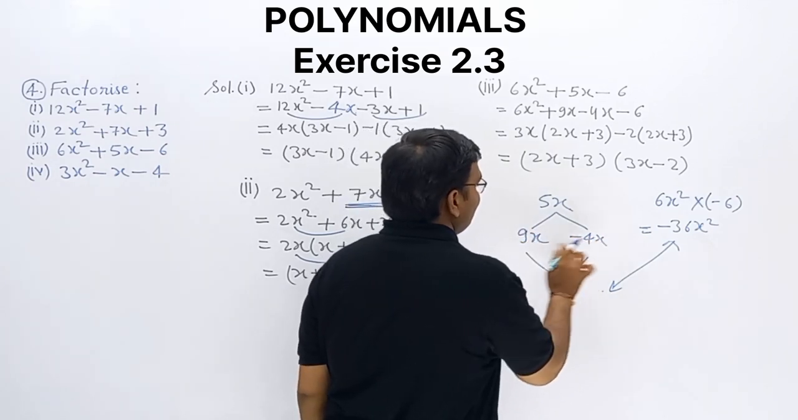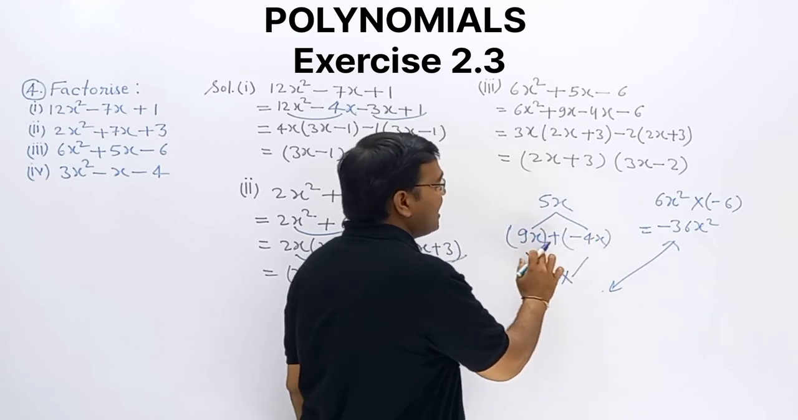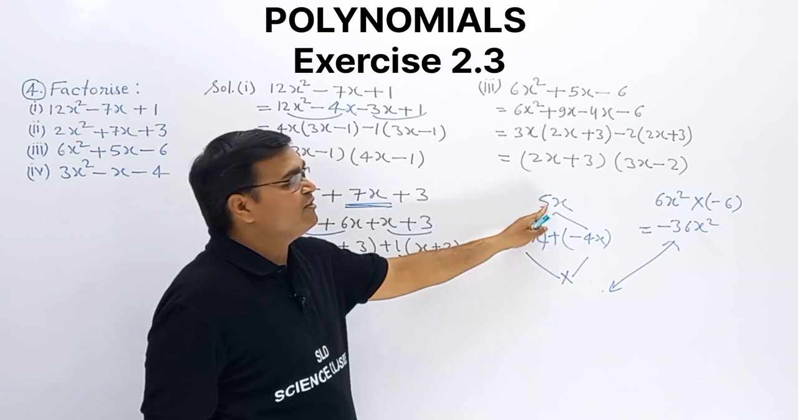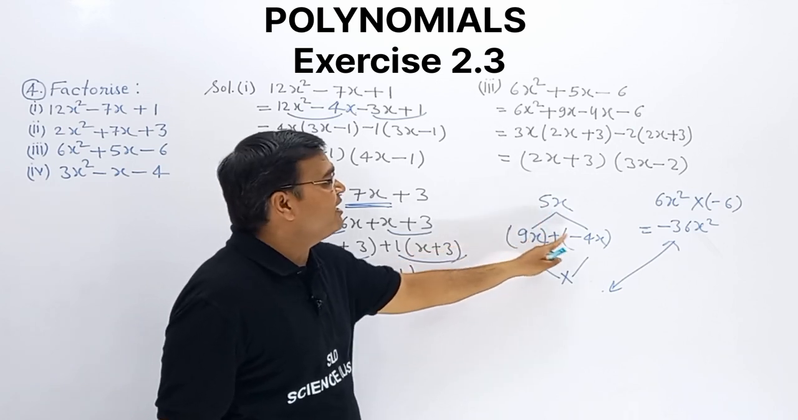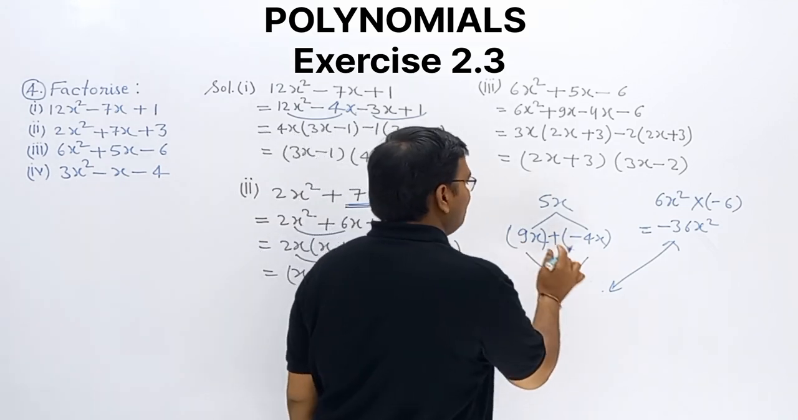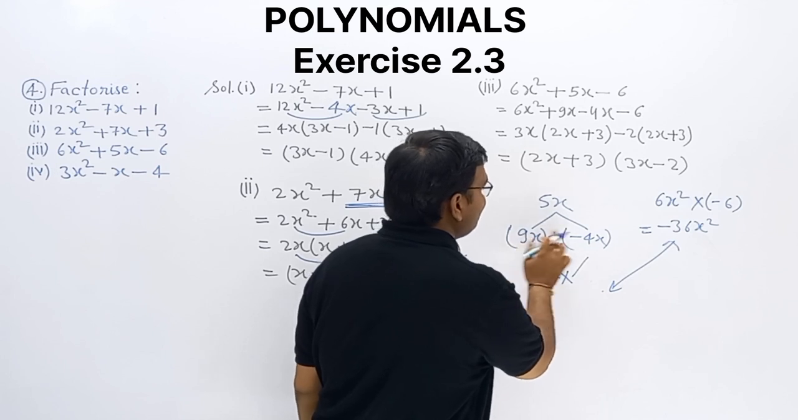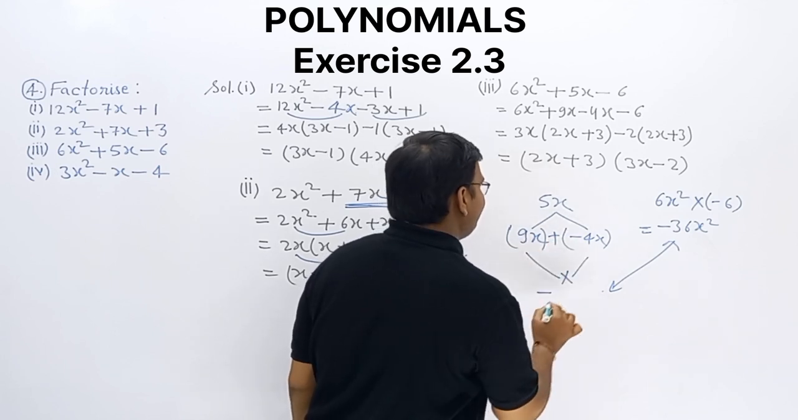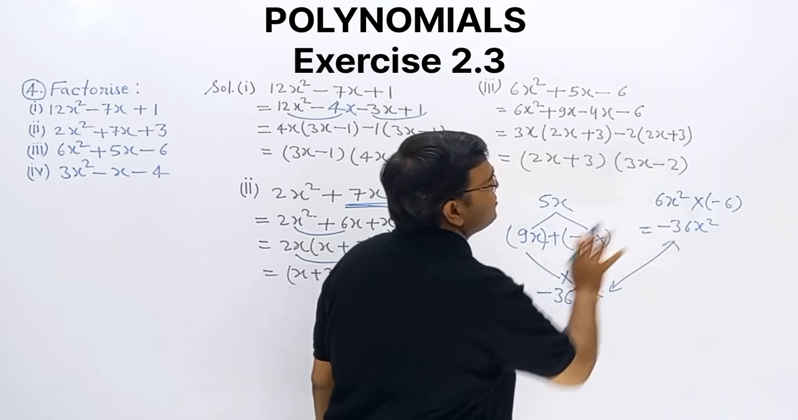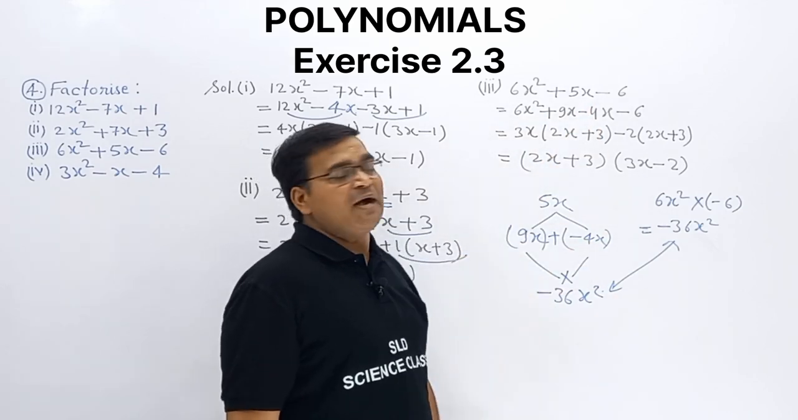minus 4x. Once we add both, 9x plus minus 4x, we are getting 5x. Clear? 9 minus 4 is 5x. The product of both, 9 into minus 4 is minus 36, and x into x is x square. This product is the same as the product of the first and last terms. So we can use these parts.